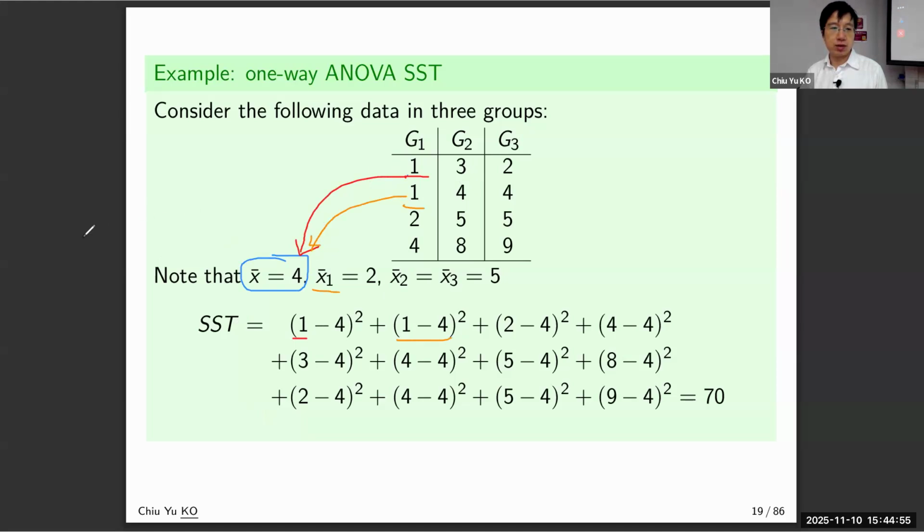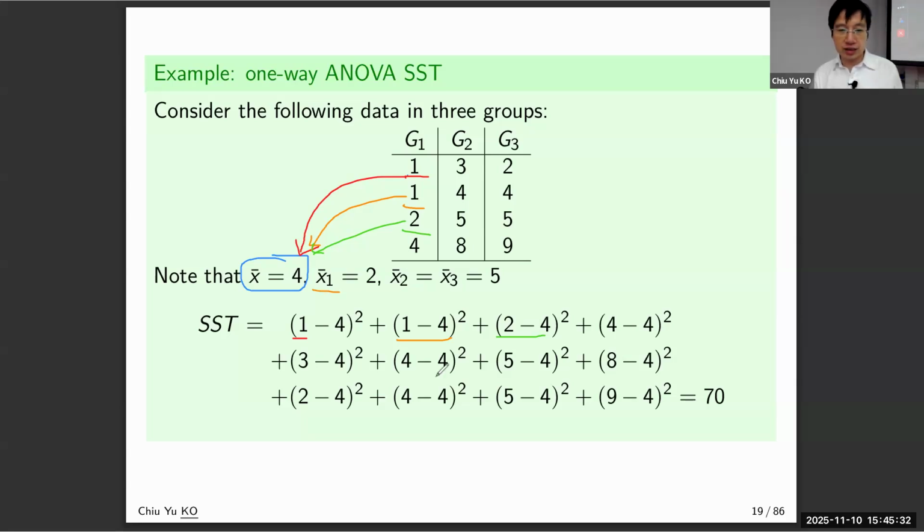So subtract this one, and you also do the same. The third one, subtract this one, square. You do this for every observation. That's 12 of them. Every one subtract from 4 and square. Add the 12 squared numbers up, and that gets SST, which gives you 70. Is that okay? Any question before we proceed? Every observation, subtract from 4 and get a square. Is that okay?